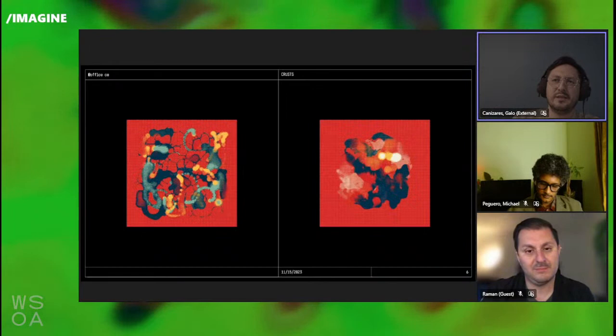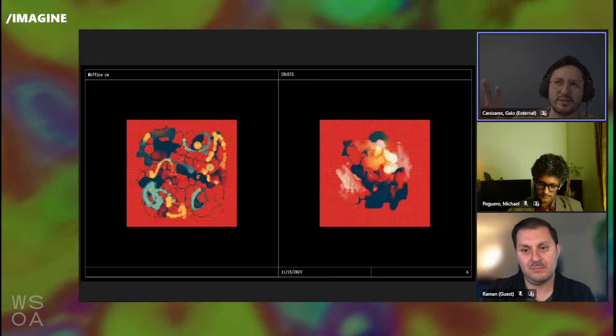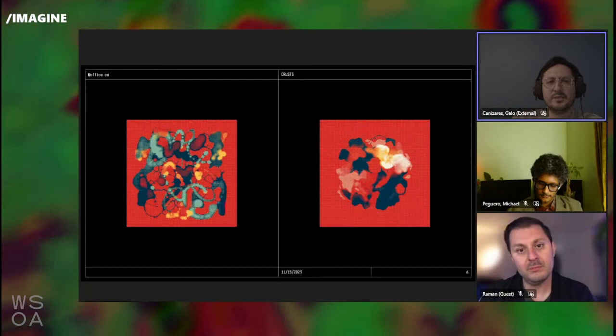So here you see sort of reaction diffusion going on in the background. And the trickiest part about this particular series of paintings that I was making was how to get it to loop on itself, right? Because reaction diffusion is always growing and it doesn't really loop back in on itself ever.